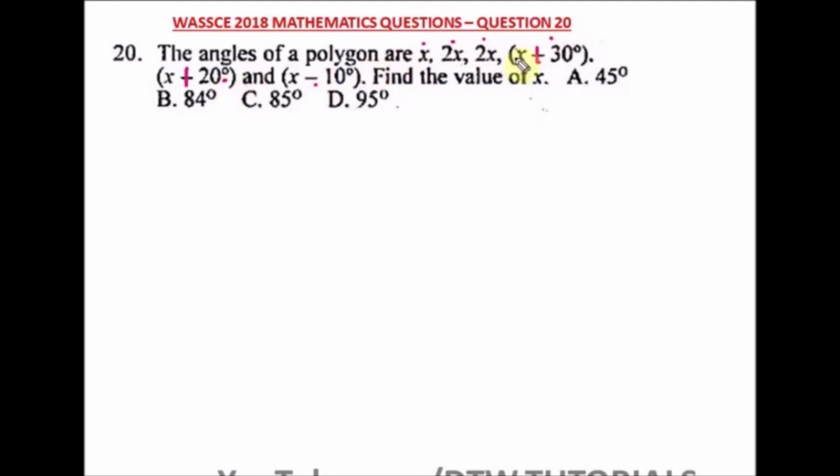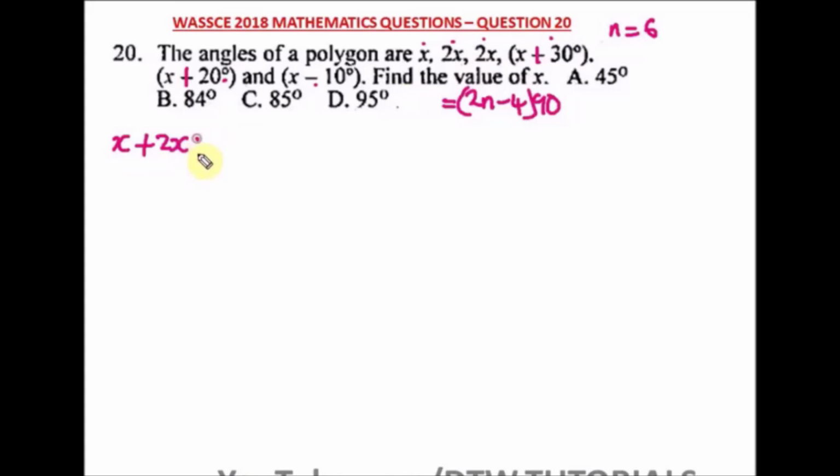The polygon is a hexagon since it has 6 angles. So the question says find the value of x. When we sum all these angles, it will give us the sum of the interior angles of a polygon. What's the formula to find the sum of the interior angles of a polygon? That is (2n minus 4) times 90. So we're going to sum all this and equate to (2n minus 4) times 90. Remember that n is equal to 6, because it's a hexagon. It has 6 sides.